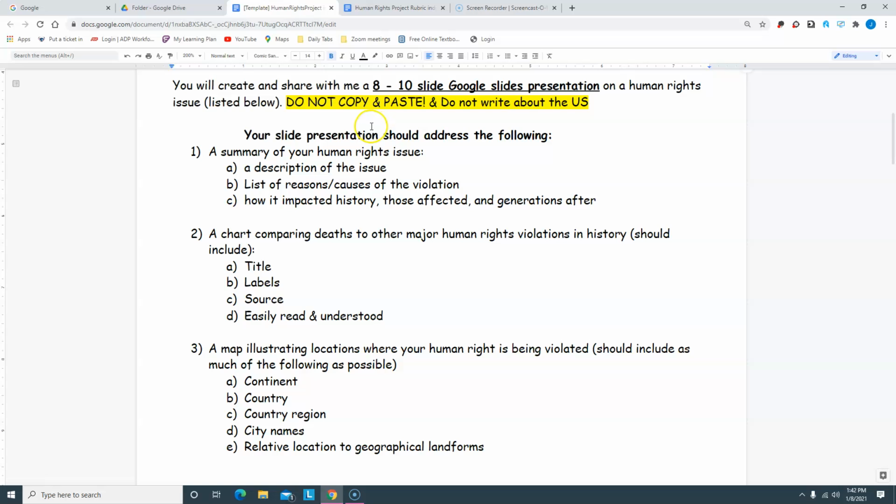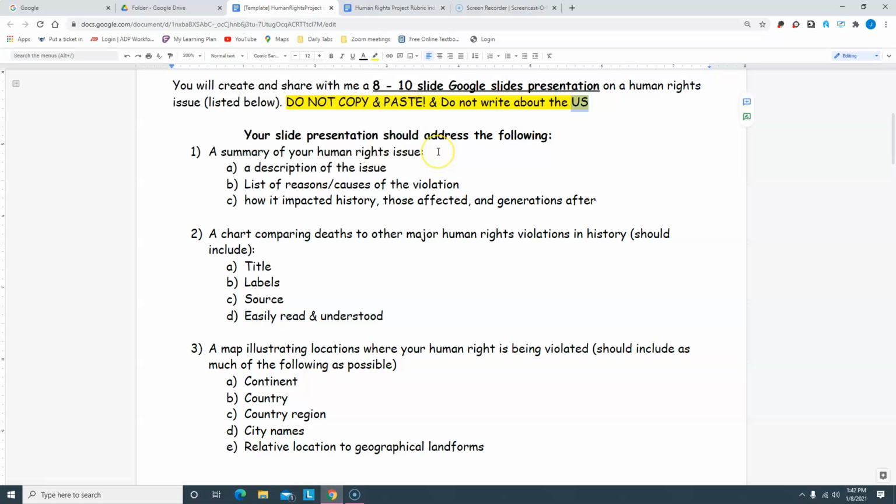So you will probably earn a 0 on the entire project. You would probably be invalidating your entire project if you write about the United States. I will not be able to accept any work that you do. So do not work hard on a project that is on the United States. You will fail.